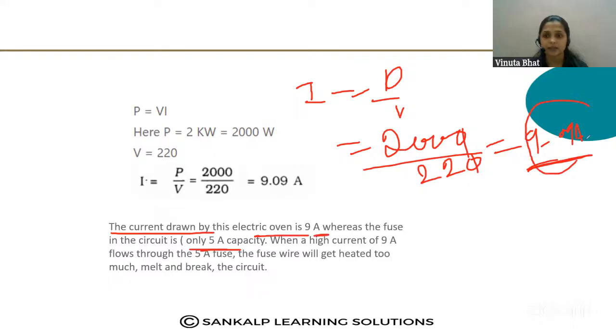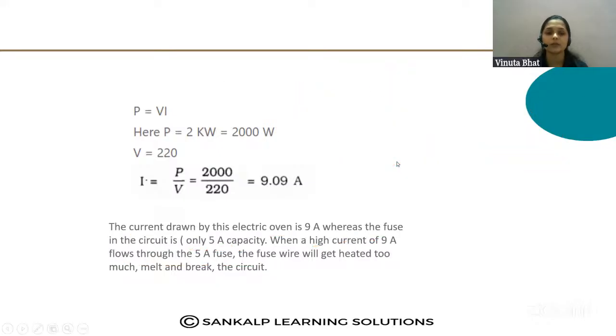The current actually drawn is 9 ampere, whereas the fuse in the circuit has only 5 ampere capacity. When a high current of 9 ampere flows through the 5 ampere fuse, the fuse wire will get heated too much, melt and break the circuit. So the oven cannot be operated in that circuit. So this is the correct answer.